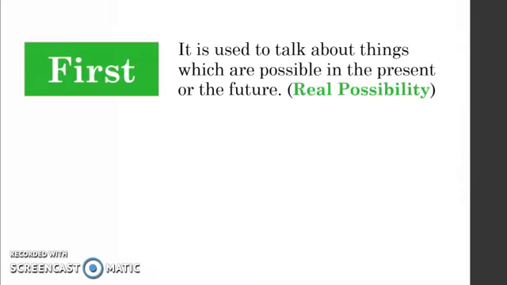We have the first conditional. It is used to talk about things which are possible in the present or the future. It is also called the real possibility, meaning it will happen in the future. This conditional is all about the future. It can predict what will happen given certain other facts. We use it for things that will probably happen in the real future, or for predictions or a real possibility that this condition will definitely happen in the future.